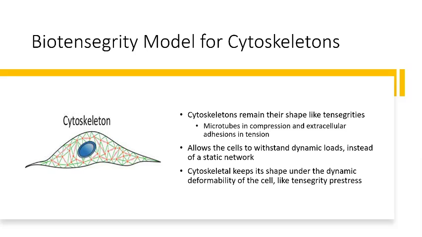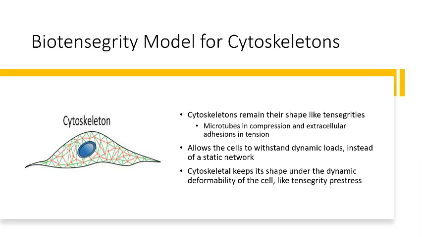As seen in the picture on the left, it's a simple example of the tensegrity model being applied to a cytoskeleton. The lines in red are the microtubules in compression, and the extracellular adhesions that are in tension are in green.